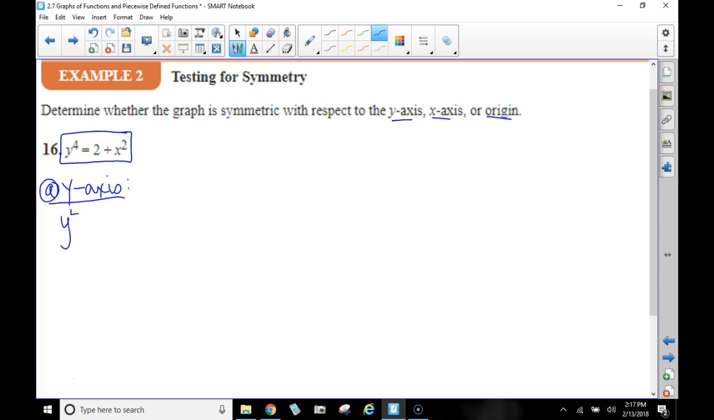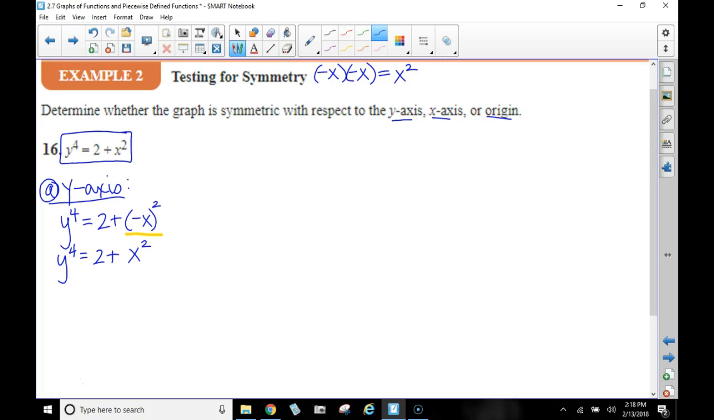So this will look like y to the fourth equals 2 plus a negative x squared. All right, so the thing in question here is to figure out what does that negative x squared do? Well, anytime you have a negative quantity and you multiply it by itself an even number of times, you're going to end up with a positive x squared. Okay? So y to the fourth equals 2 plus a negative x squared is the same thing as just x squared. All right?